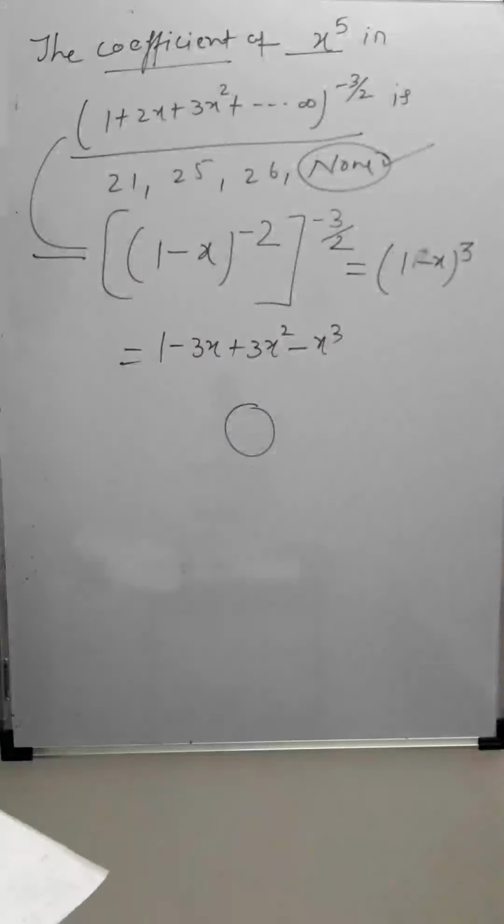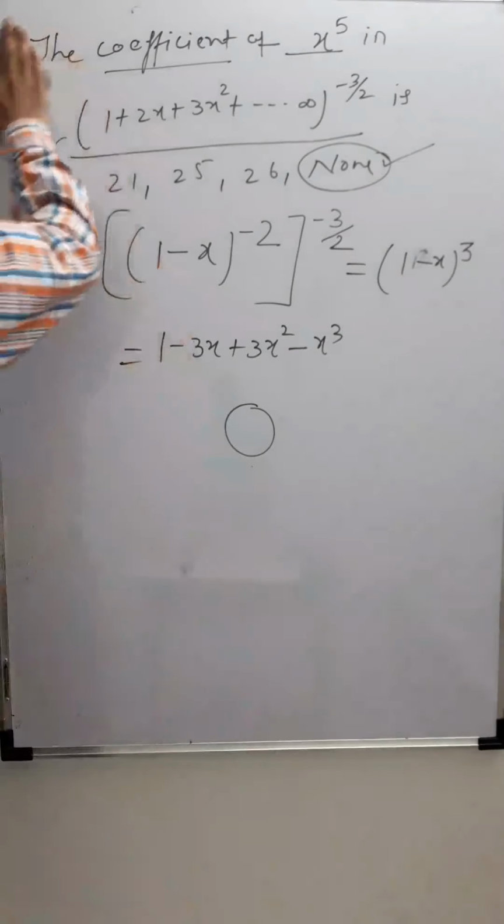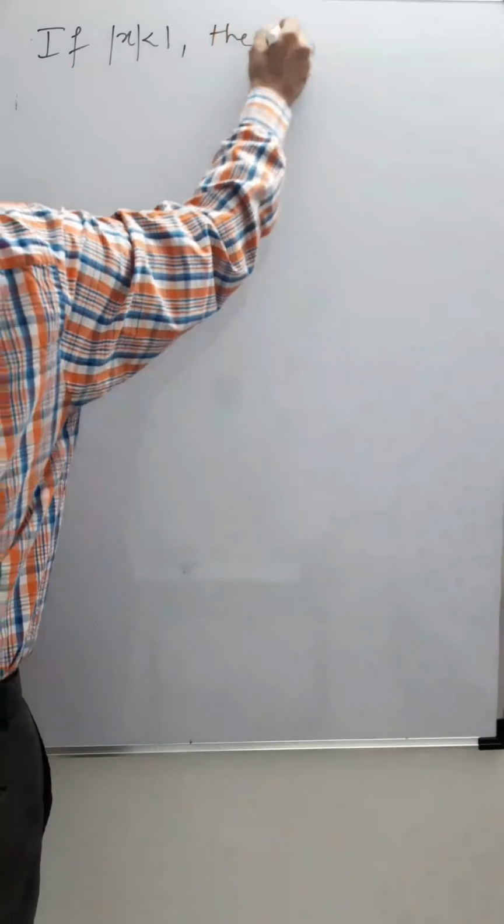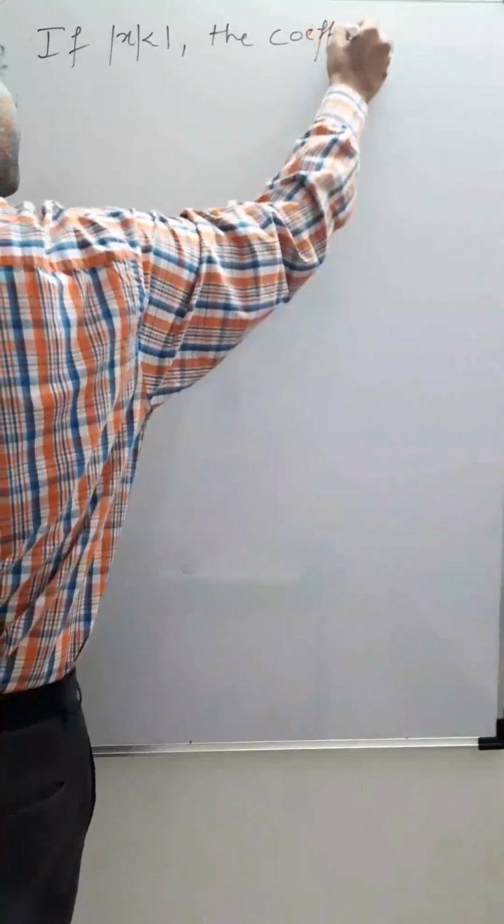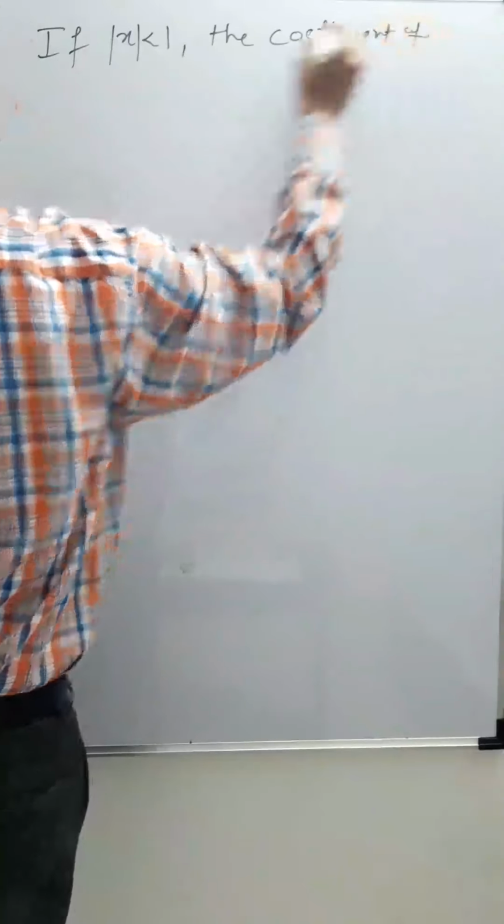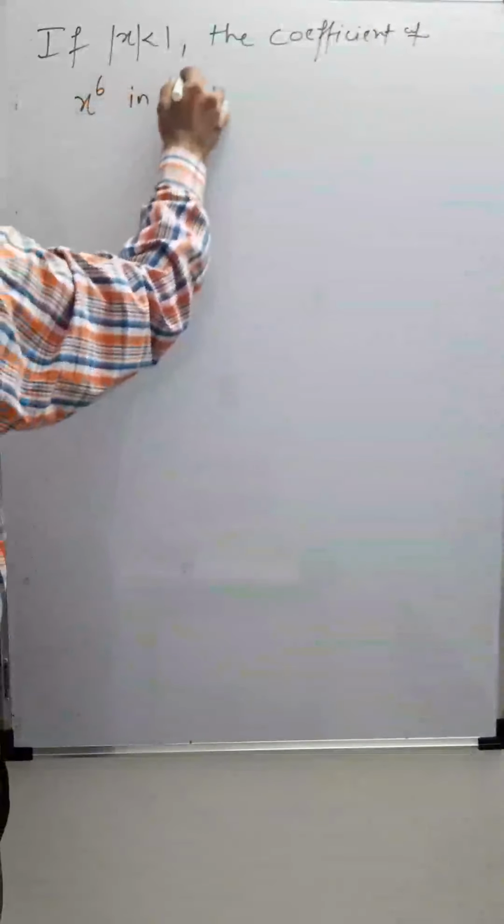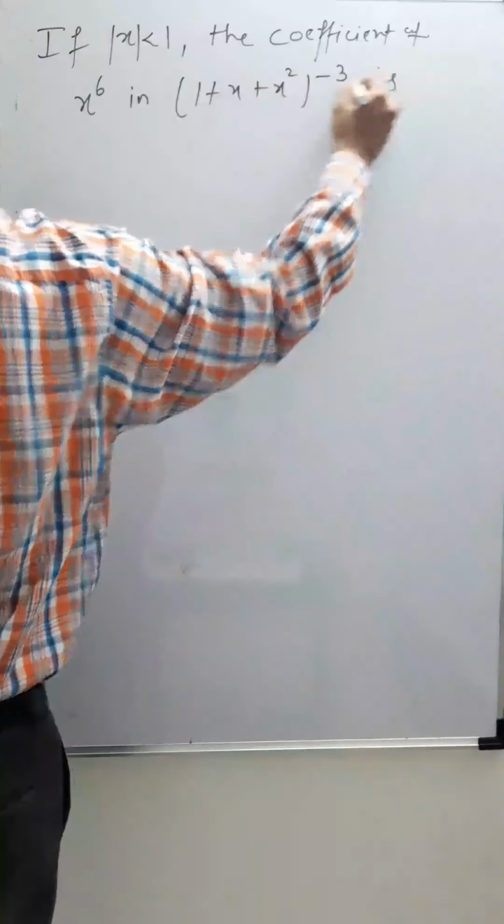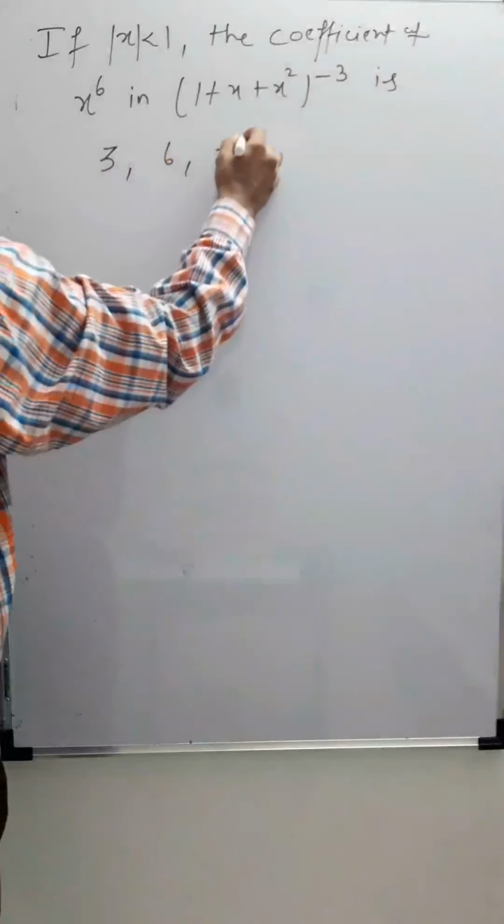Correct? Now see, we'll have some more problems in this infininomial. If x is less than 1, the coefficient of x to the power 6 in (1 plus x square) to the power minus 3 is: 3, 6, minus 1, none.